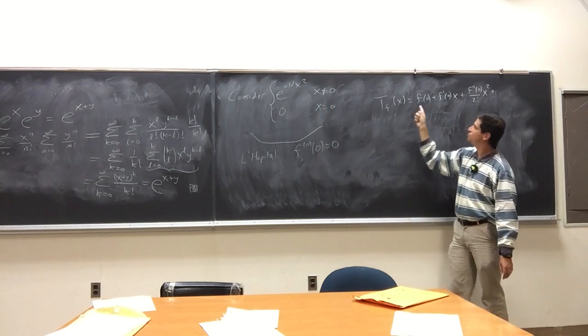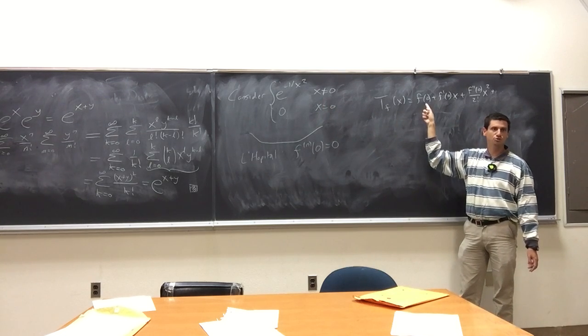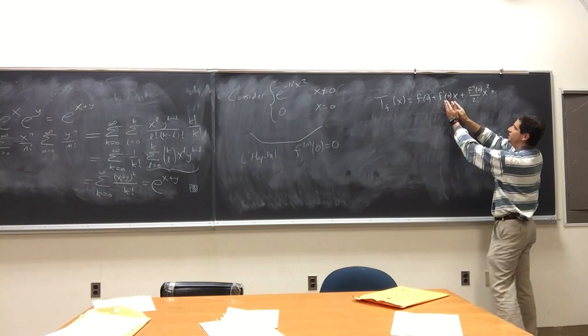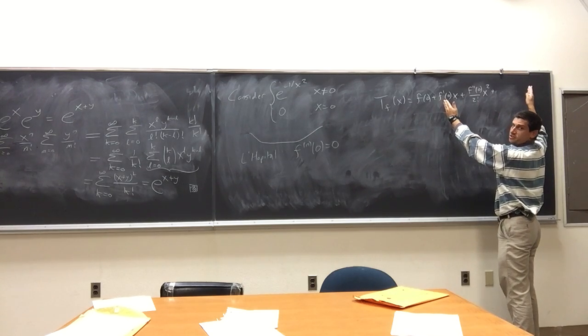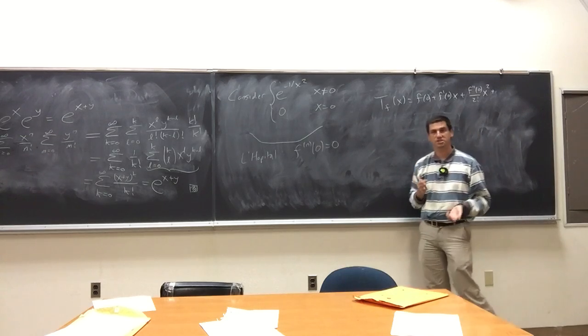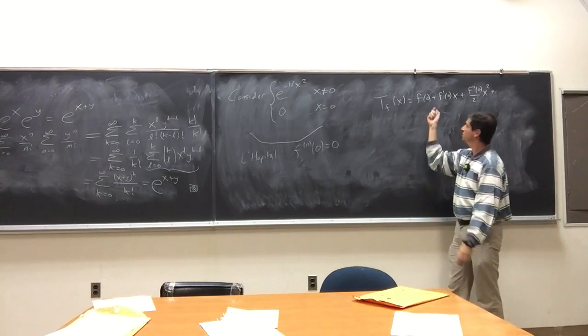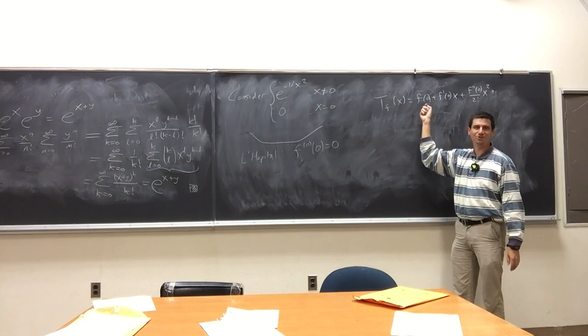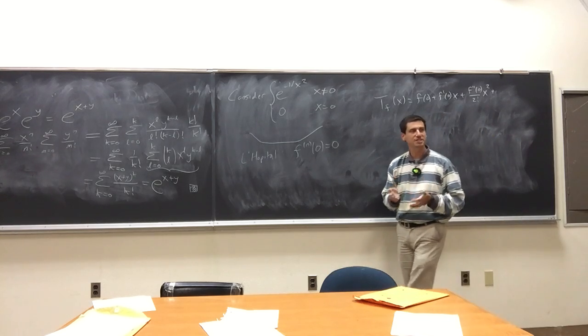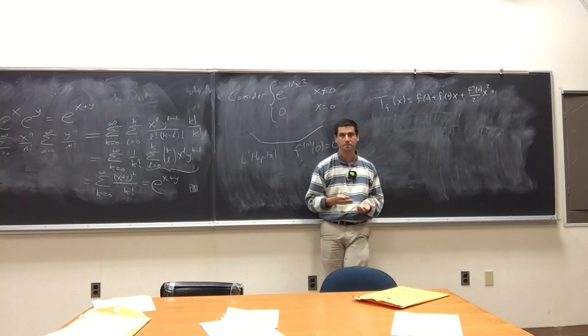If you think about it, it's really not that impressive to agree with your Taylor series at 0. Because if you look at what's going on here, all these terms are multiplied by x. So when x equals 0, that's just 0. And then the only thing that survives is the value of your function at 0. So you force the Taylor series to agree with the original function at 0.